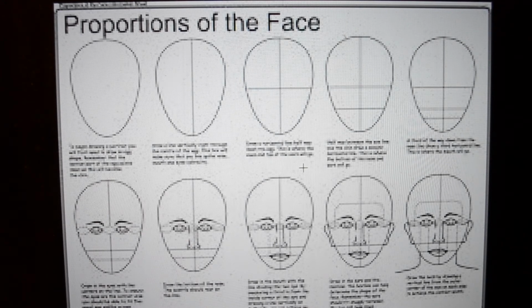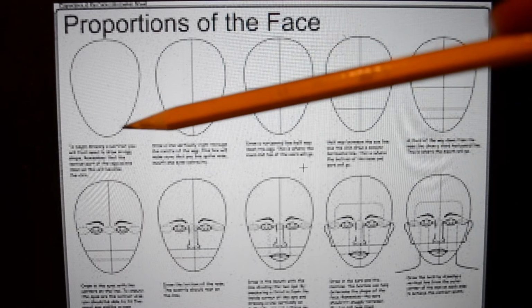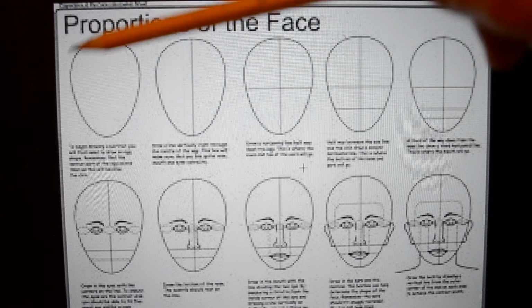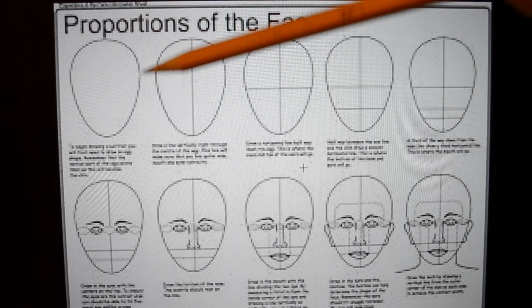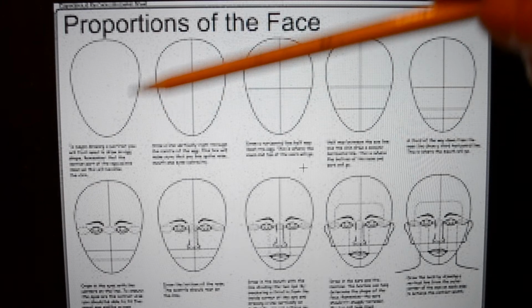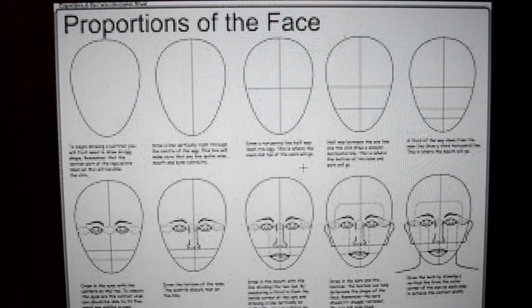This picture you can find on the internet if you just Google proportions of the human face. And I'm showing it to you now because this is how we're going to start our own portrait. The first thing that's important to learn is that the human face is an oval. It's an egg shape. It's wider at the top, narrower at the chin at the bottom.